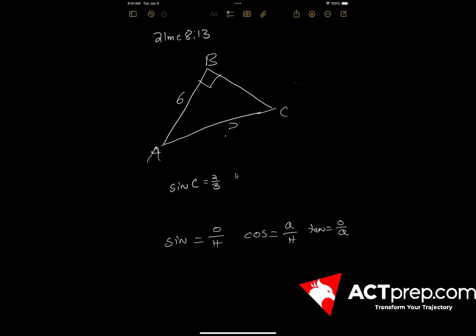In triangle ABC shown below, sine of C is equal to 2 over 3, and the length of AB is 6 inches. What is the length in inches of AC? There's a couple things you need to know to be able to solve this.